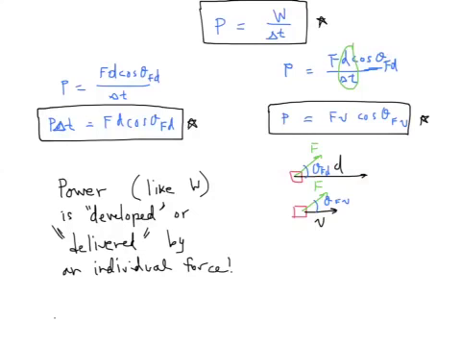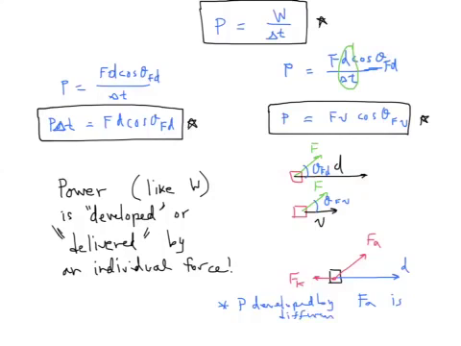In other words, if we have a block right here, and the block is moving some distance to the right, you could have a first applied force right there, and you could have a second, kinetic friction force right there. And in this example, the power developed by F_A is different from the power developed by kinetic friction.